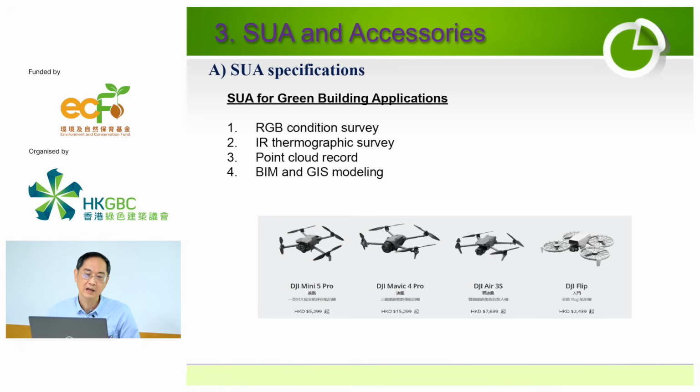We need to know our application, our purpose. For example, the RGB condition survey for the structure, the infrared thermographic survey for leak detection, for concrete spalling, etc. And then, do we need the point cloud record? If it is a digital building or green building, normally the client would like to have the point cloud record. Actually, it is a byproduct of your photogrammetry or building inspection.